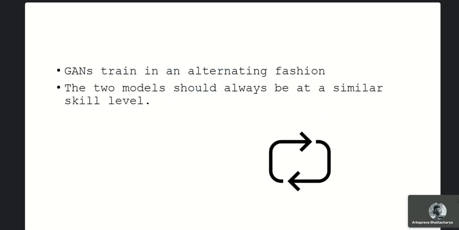So to conclude, we can say that GANs train in an alternating fashion, and the two models should always be at a similar skill level for the models to improve.